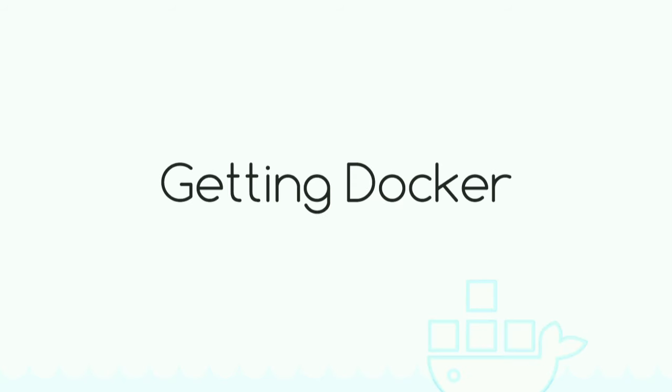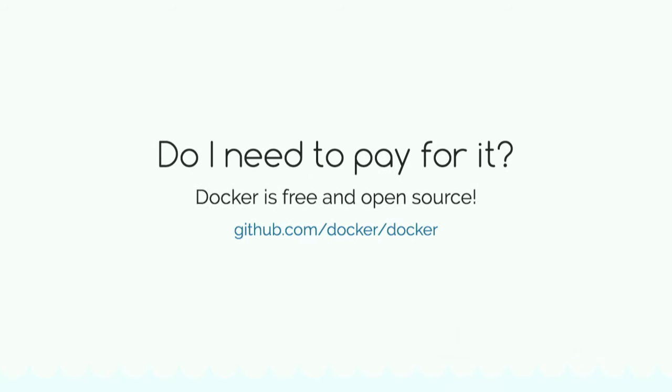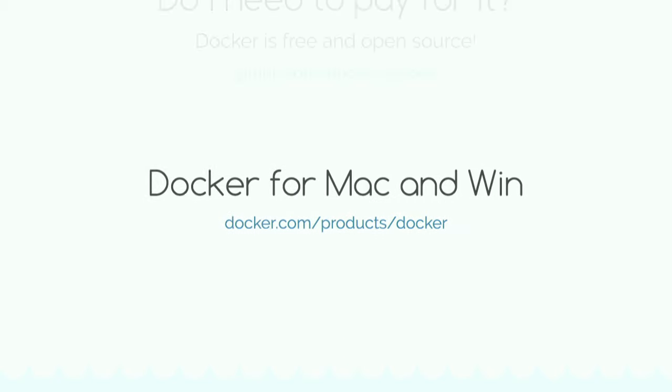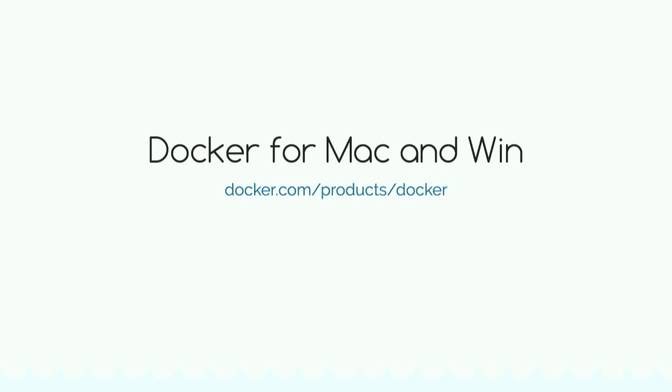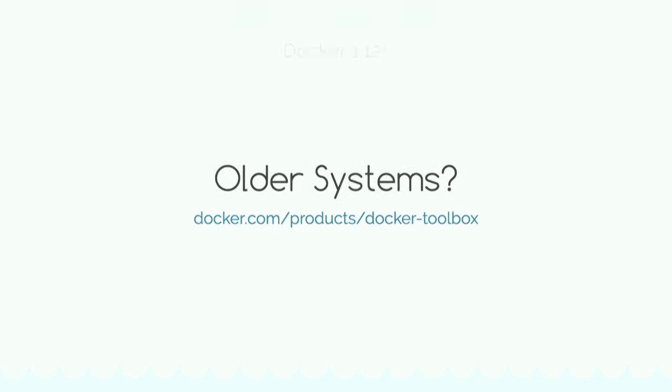So how do you get Docker? All right. Do I need to pay for it? No. The Docker core engine is free and open source. You can find all the source code on GitHub. For Mac and Windows users, though, you'll probably want to go and get Docker from their website, docker.com/products/docker. And you want to get at least Docker 1.12. That's going to have the newest features, and it's the easiest version of Docker to use on these platforms.